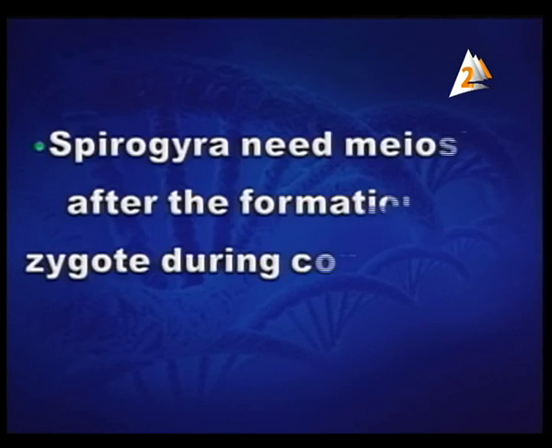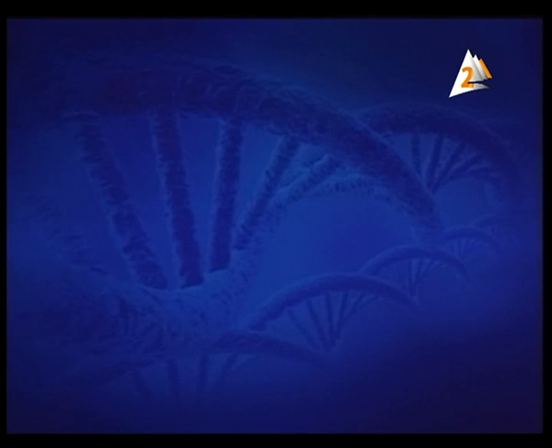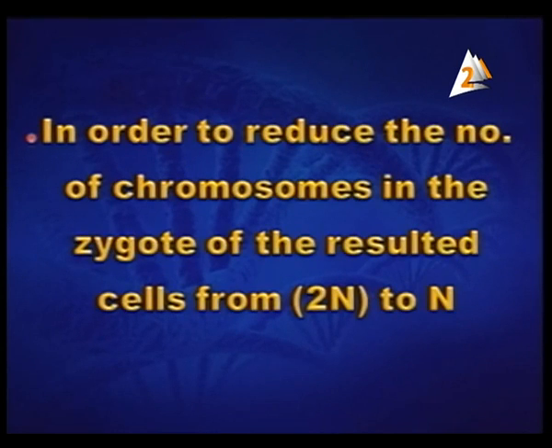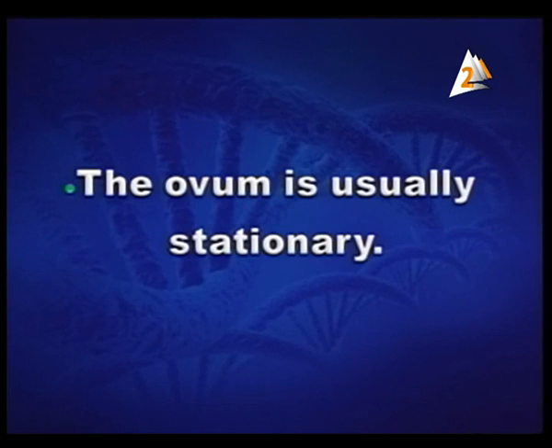I'm going to say that again because it's a long answer, and please concentrate with me. Spirogyra needs meiosis after formation of the zygote during conjugation. You are right. In order to reduce the number of chromosomes in the zygote of the resulted cells from 2N to N, to be similar to the original cells, which have the haploid number of chromosomes, N.